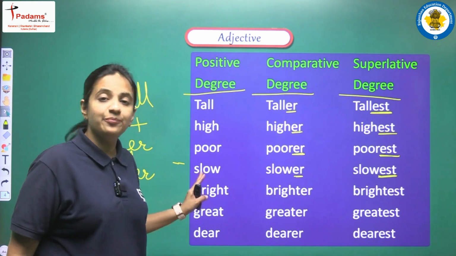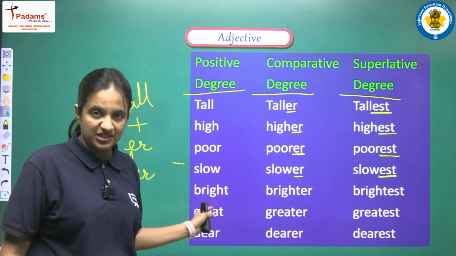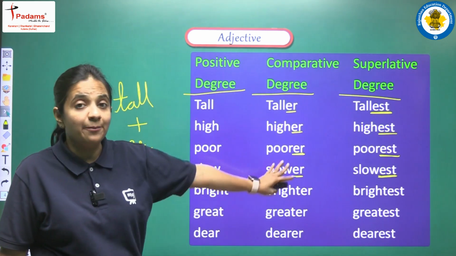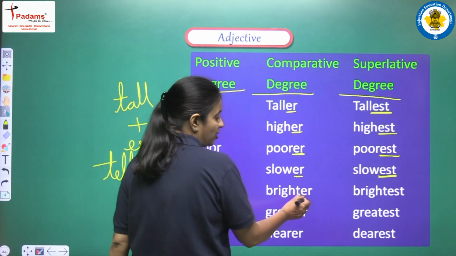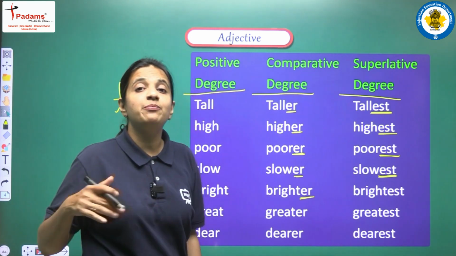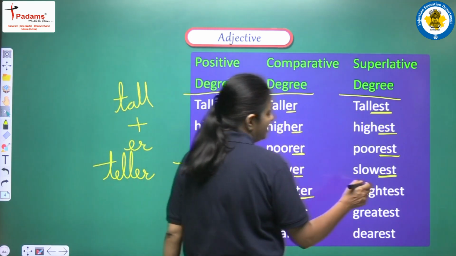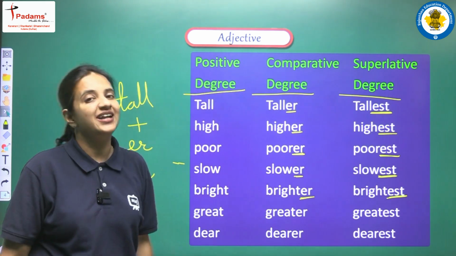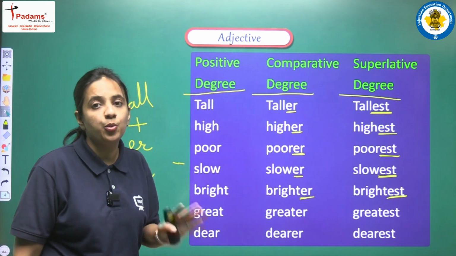Next we are having bright. Bright is a positive degree word. We want to convert positive degree into comparative degree. Then we have to add er. So it will be brighter. And if we are adding est, then it will be brightest. That is superlative degree word.